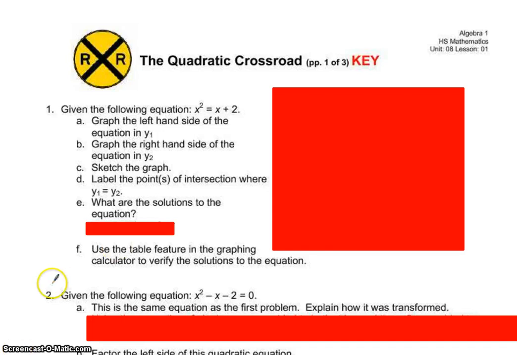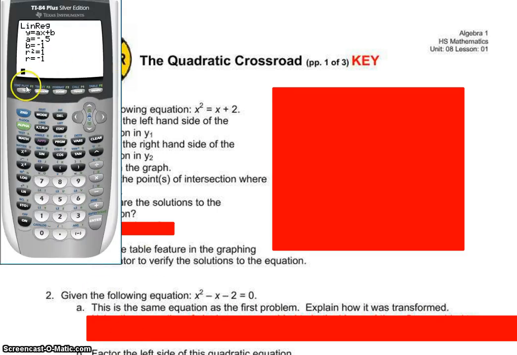This is for Algebra 1. This is the quadratic crossroad. It's going to take some of the things we've been looking at and go a little deeper into it. Given the following equation, x squared equals x plus 2, graph the left-hand side of the equation in y1. So take your calculator and go to y1 and clear it out, and you would put x squared.